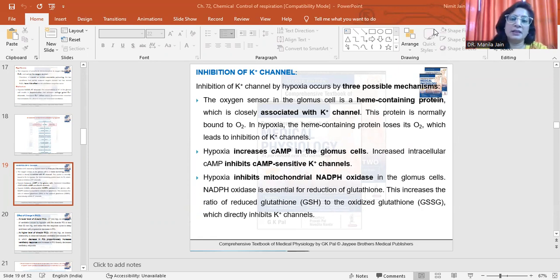Mechanism involves the inhibition of the potassium channels.